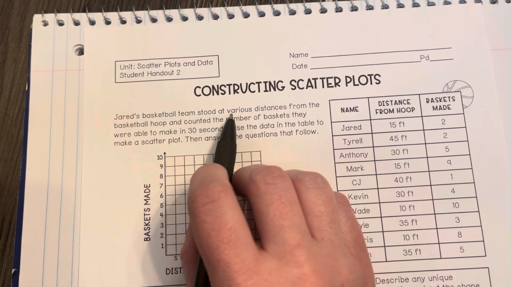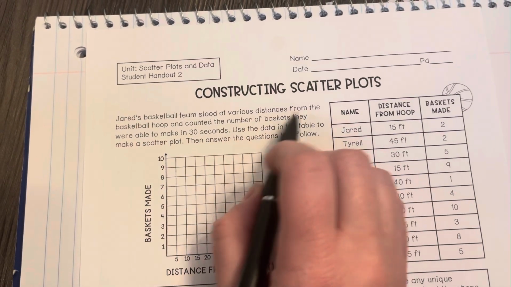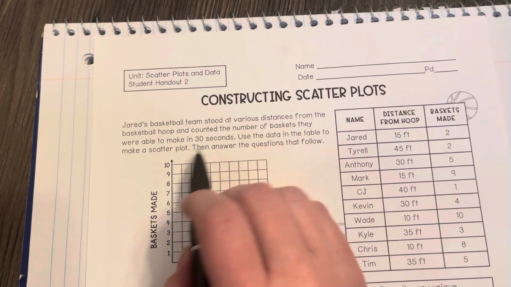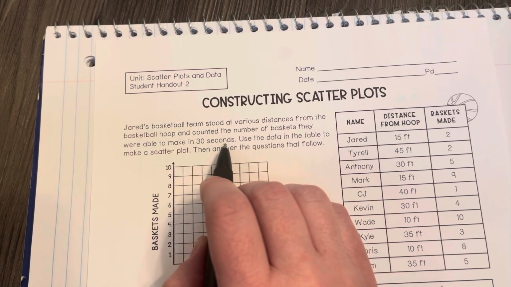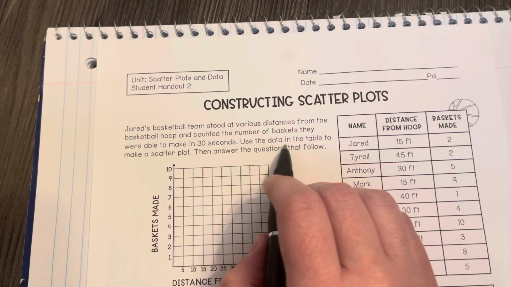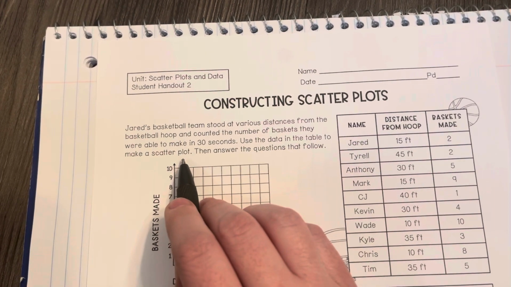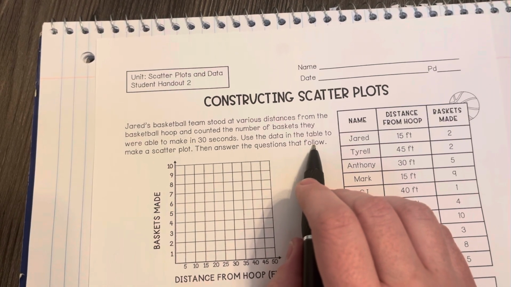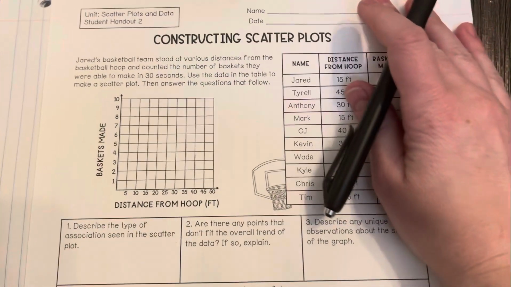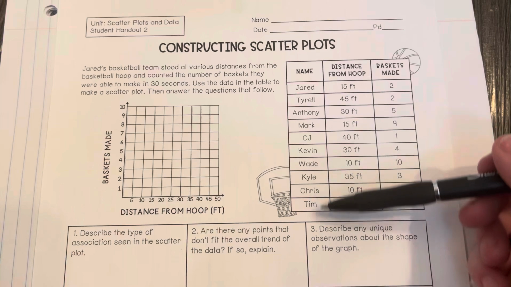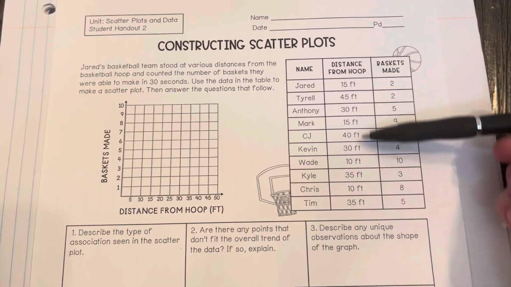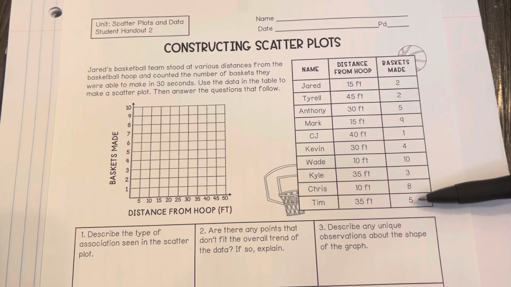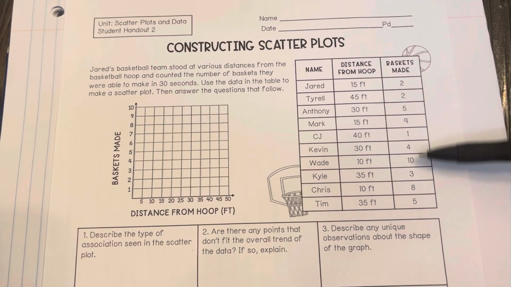They stood at various distances from the basketball hoop and counted the number of baskets they were able to make in 30 seconds. Use the data from the table to make a scatter plot. Then answer the questions that follow. So we have a bunch of kids who stood different feet away from the basketball hoop and tried to make baskets for 30 seconds. And this is how many baskets were made.